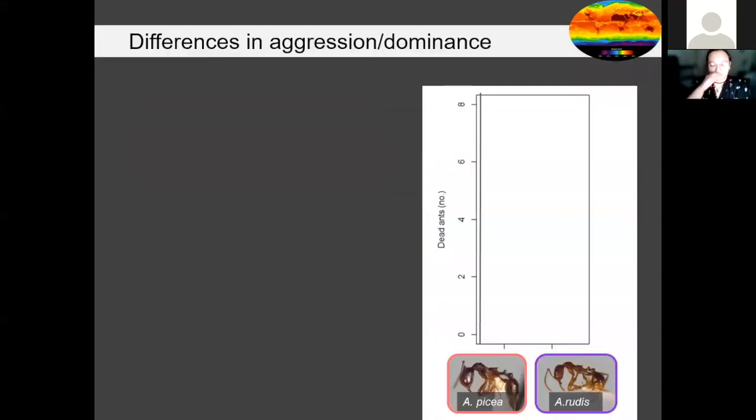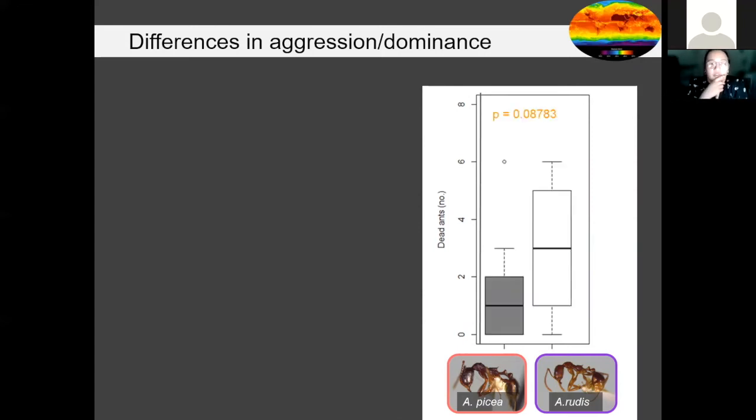So what did we find? The easiest thing to look at quickly is just the number of dead ants during these interactions. With all the interactions totaled together, we found that Phoenogaster picea seemed to have the least number of dead ants. So in ant speak, this basically means that Phoenogaster picea seems to be the dominant species in this interaction, because if fewer of those individuals are dying, then if they were to encounter one another in nature, we would expect Picea to win.